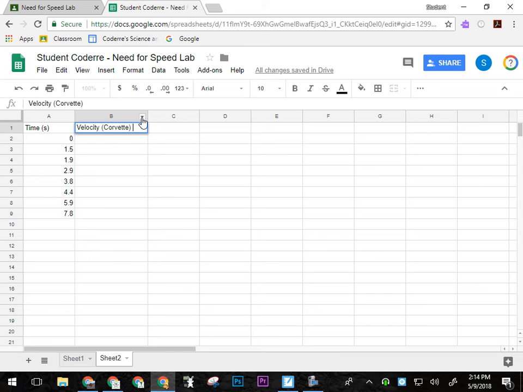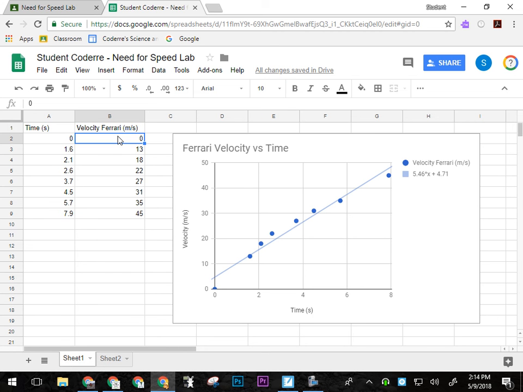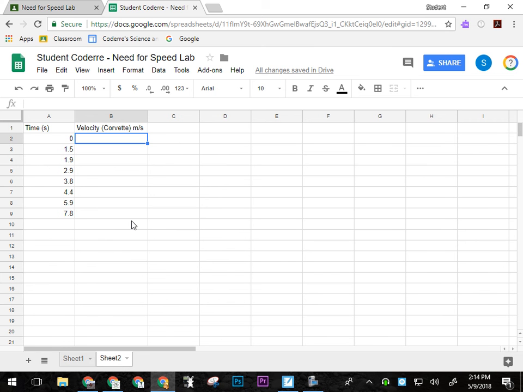And that's going to be in meters per second. Okay, now here's where I can save myself some time. Rather than typing in the numbers for this, I'm going to go back to sheet 1, and I'm going to copy these numbers here because they're the same for every car. Right? Only the times are different for every car. The speeds they measured them at are the same. Okay, so I'm just going to press Control C to copy those, go back to sheet 2, and press Control V and paste them in there.